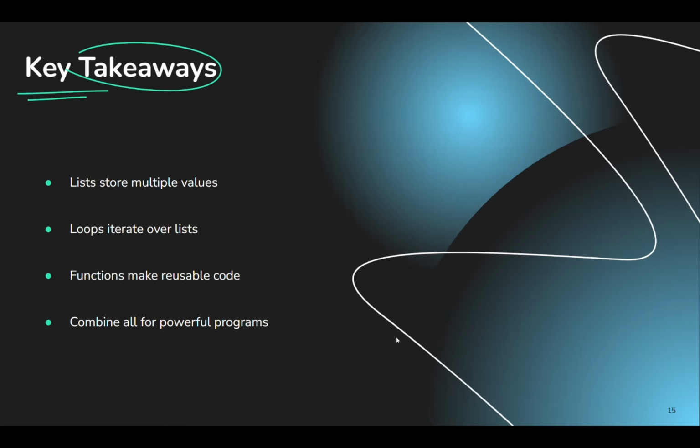Now let's recap. Lists let you store lots of values in one place. Loops help you go through them quickly. Functions let you reuse code and keep things organized. And by combining all three, you can start solving real-world problems.